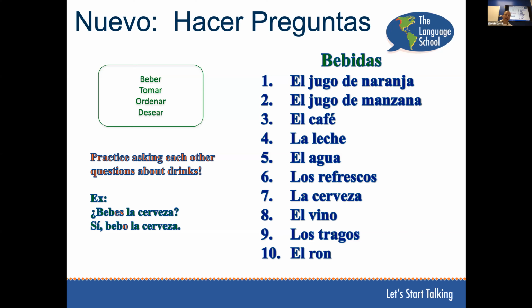All right, so as you heard Ana did, she switched that verb bebes in the tú form to answer in the yo form, bebo. So getting comfortable with going back and forth from the question and the answer is the thing that we're looking for to do here. So Ana, ask Nikki number 1. Tomas el jugo de naranja? Nikki? Sí, tomo el jugo de naranja.